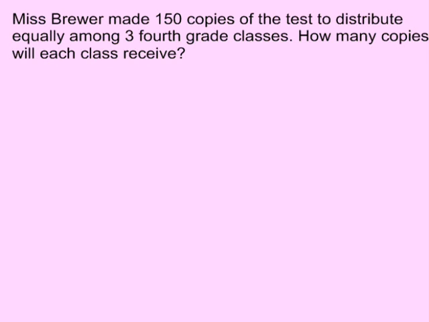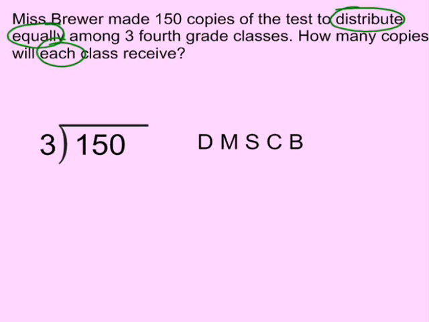Let's do another word problem. Miss Brewer made 150 copies of the test to distribute equally among 3 fourth grade classes. How many copies will each class receive? So I have the word each, which we know shows either multiplication or division. And then it says distribute, so I'm giving away equally. If I'm giving away equally, that means that we are going to divide. So it's 150 divided by 3. Remember, the larger number must be in the dividend. So 150 divided by 3.